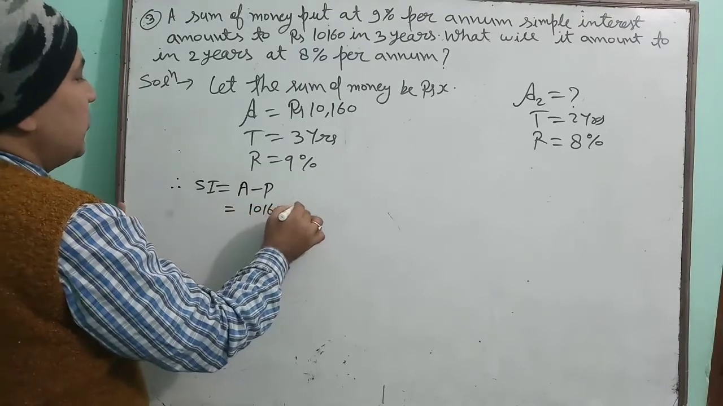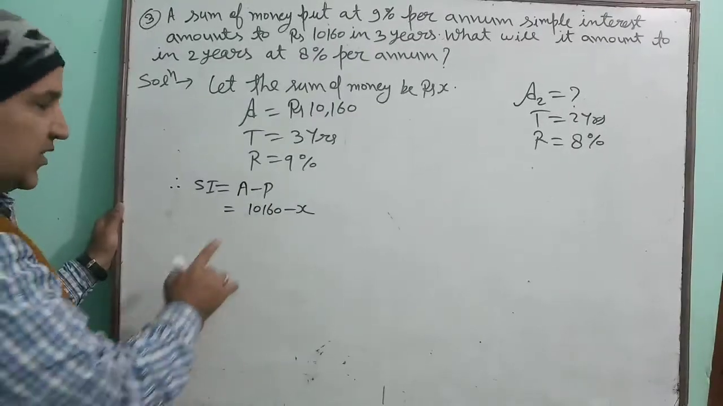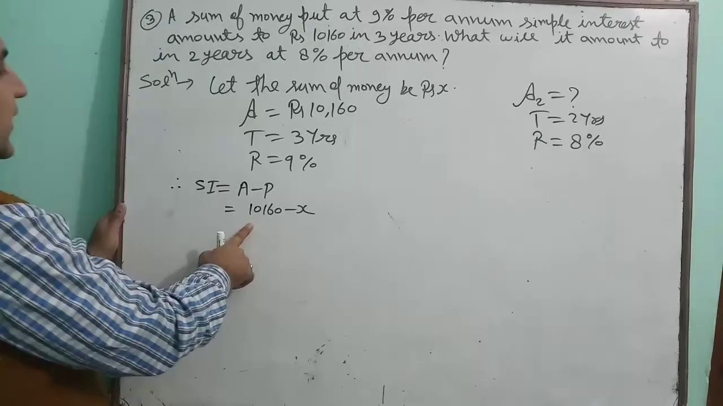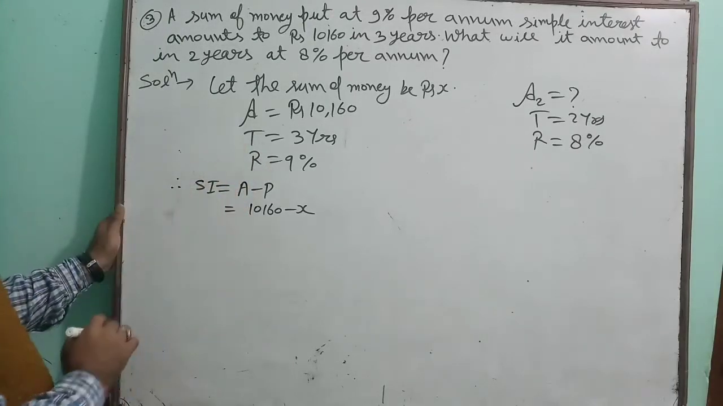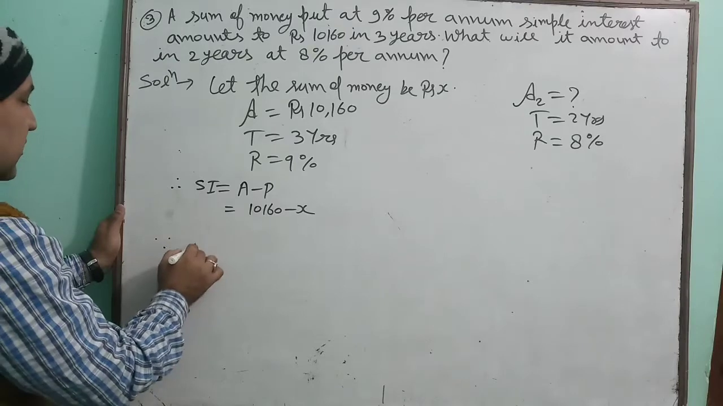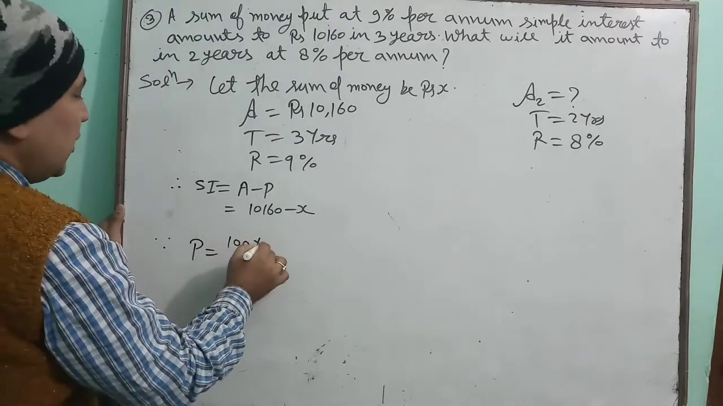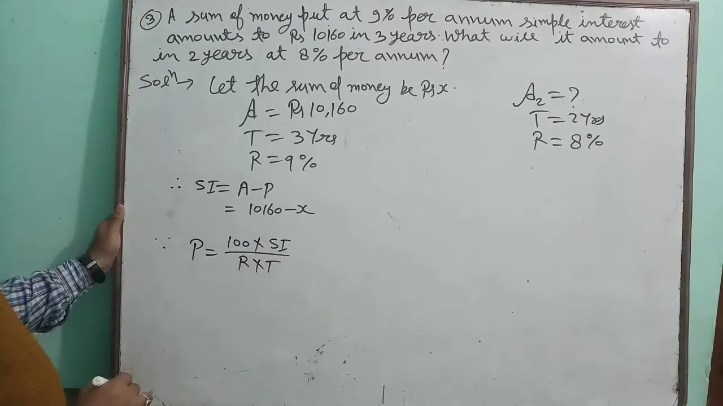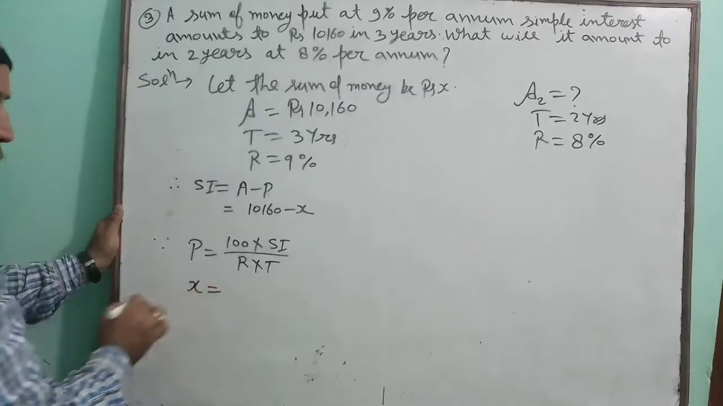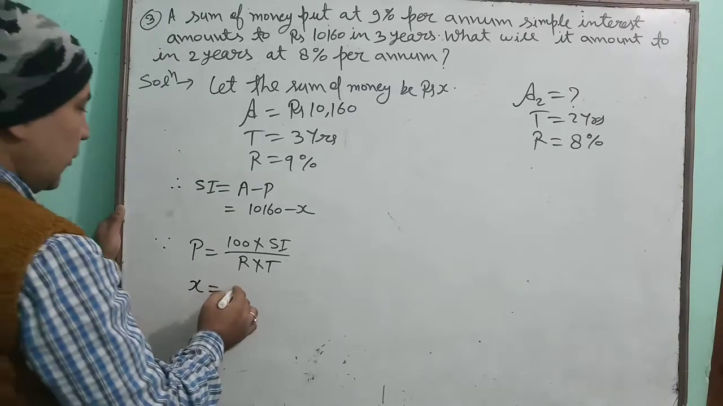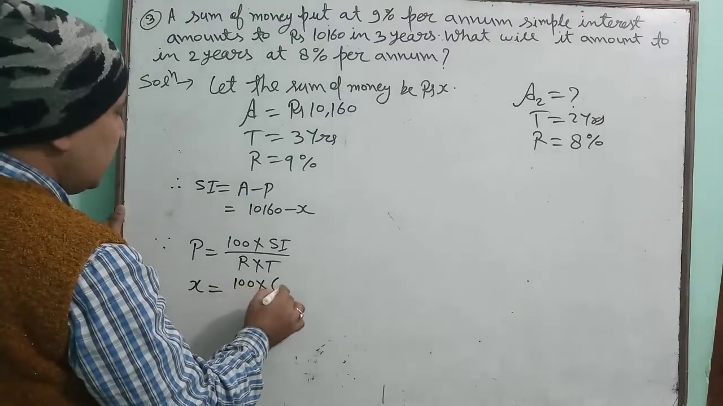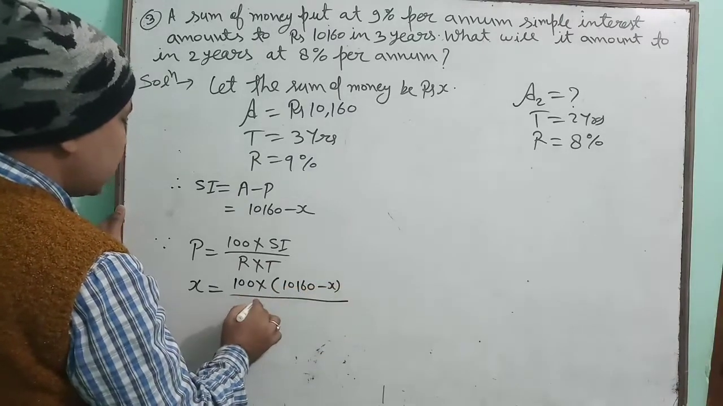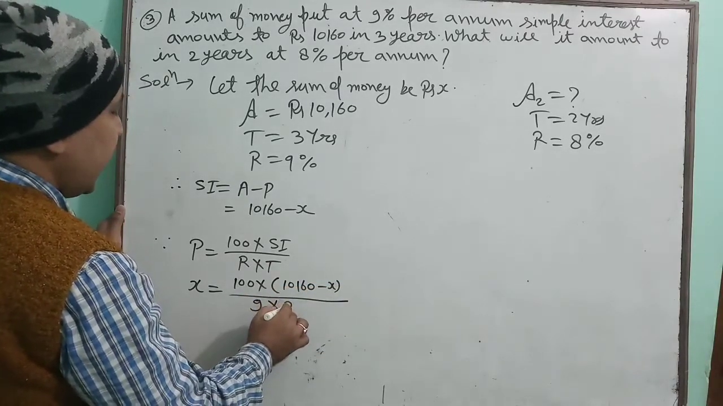That means 10,160 minus X rupees. This is the simple interest. Understood? Now, with the help of simple interest, we can find the principal amount also. See how? Since principal amount is equal to 100 into SI upon R into T. Principal amount we have supposed X. Okay. Now 100 into simple interest is 10,160 minus X upon rate is 9 times 3.